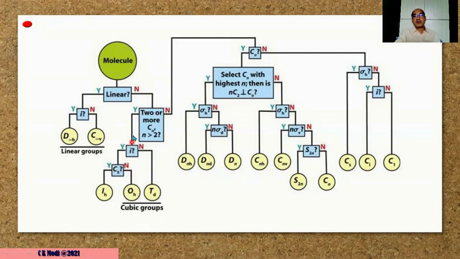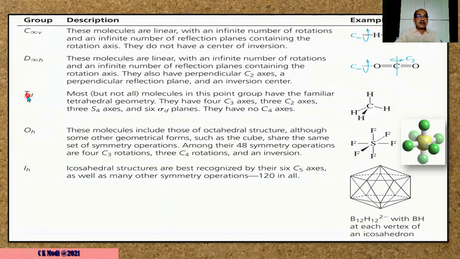Now here, two or more rotation axes are present, but center of symmetry I is absent. In that case, the molecule is tetrahedral. So here, look at this. These are the three examples, where for icosahedral, the C5 axis is present. Six C5 axes are present.